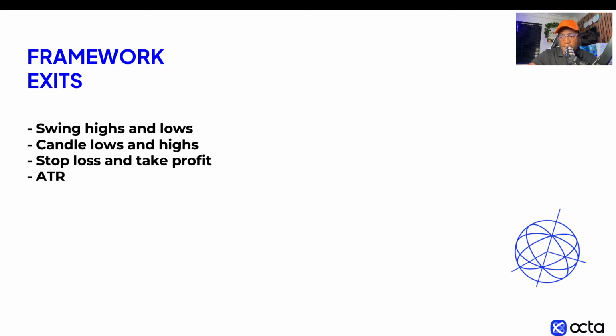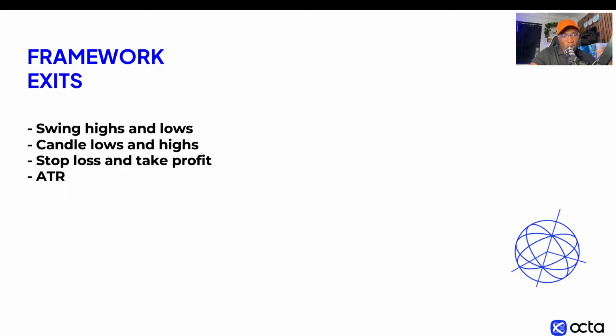That's where the swing highs and swing lows come in, the highs and the lows, the higher highs and the lower lows. That's what we mean by swing highs and swing lows. And then you also want to pay attention to candlestick lows and candlestick highs. And this is very important for people that trade the lower time frame. So if you're trading the 5 minutes or the 1 minute, then you would most likely pay attention to the previous candlestick lows and previous candlestick highs for your stop loss or for your exits, and take profit as well.